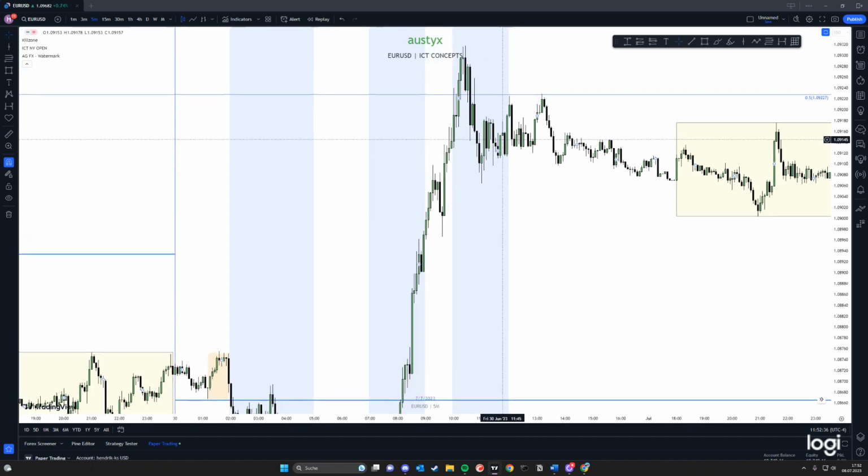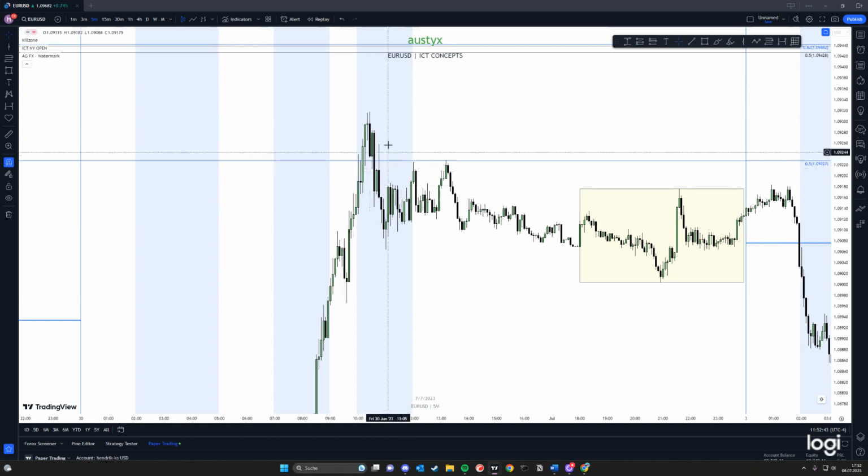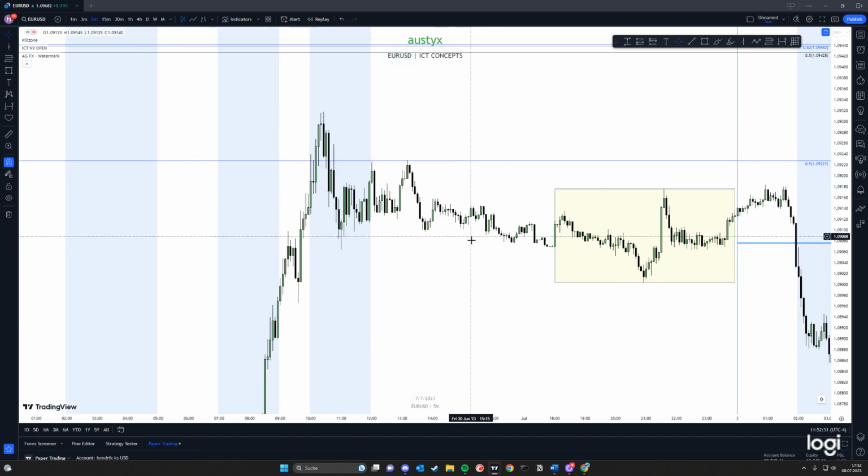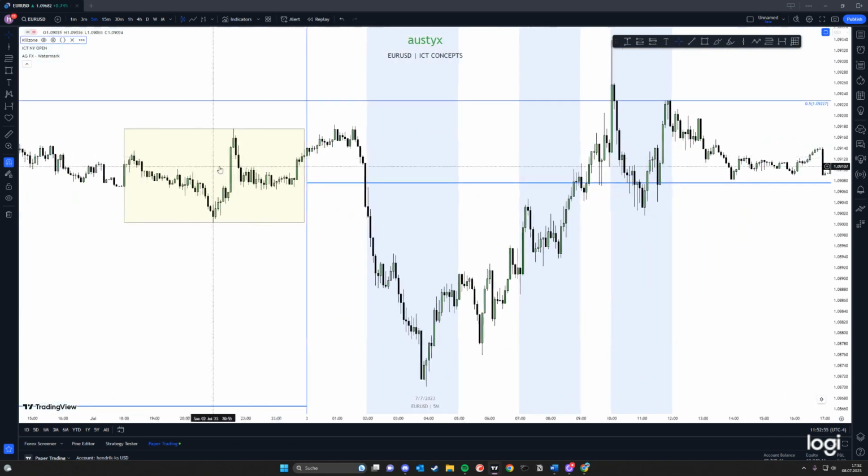After, you can see a run on liquidity. In this case, it's this huge imbalance most times. And then there's a reversal, though it can also be a retracement, depends. After, you can see a clear consolidation again, ending true day. And then the next day starts.